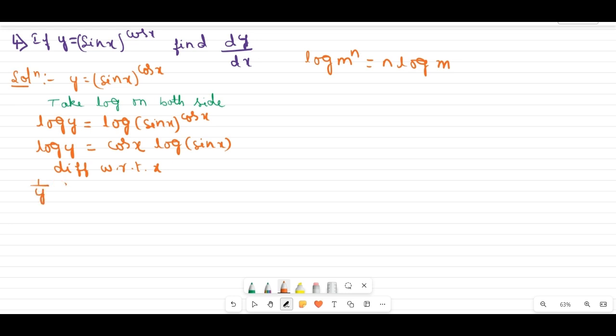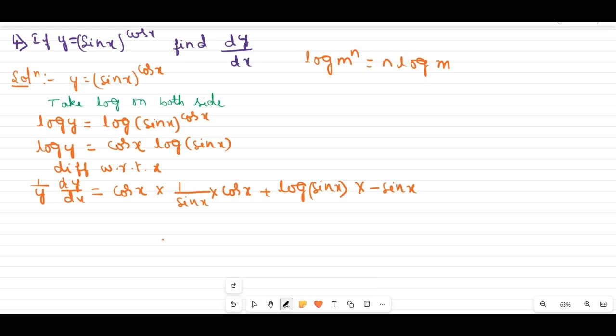Log y derivative is 1 by y into dy by dx, is equal to, as usual, apply the product rule. First function into log of sin x, whose derivative is 1 by sin x into the derivative of sin x, which is cos x, plus log of sin x into the derivative of cos x, which is minus sin x. You should be very careful here. This is log of sin x, this into minus sin x. This is one function, this whole thing is another function. Don't forget to write properly.